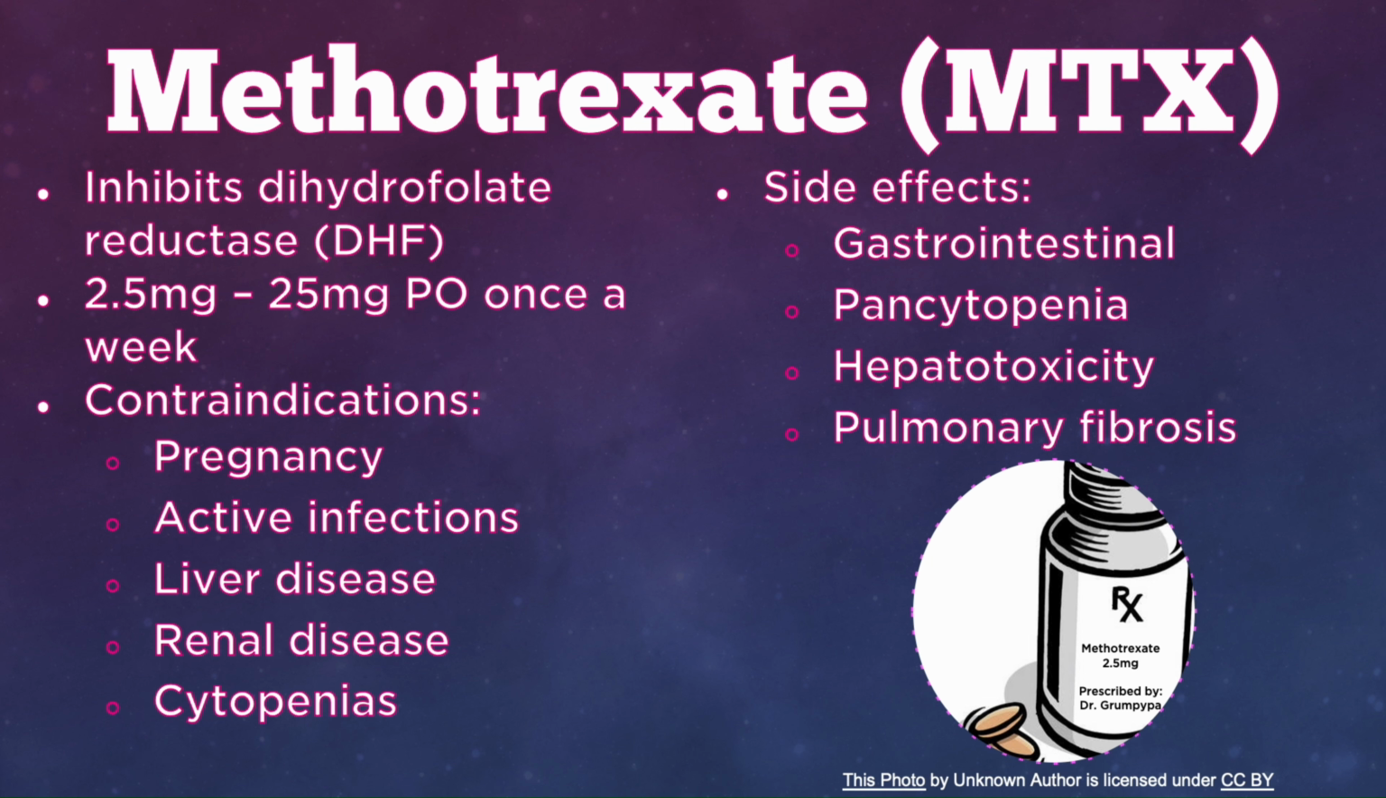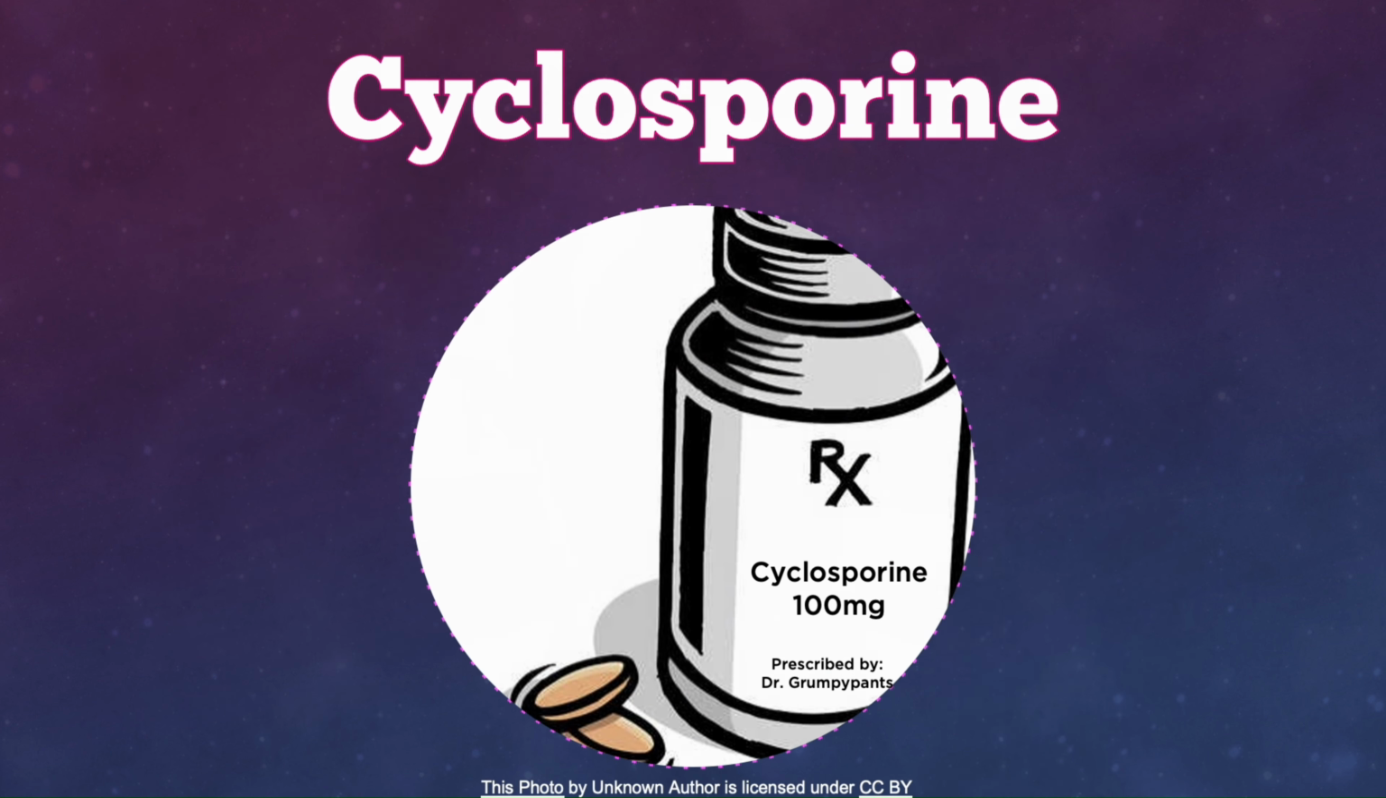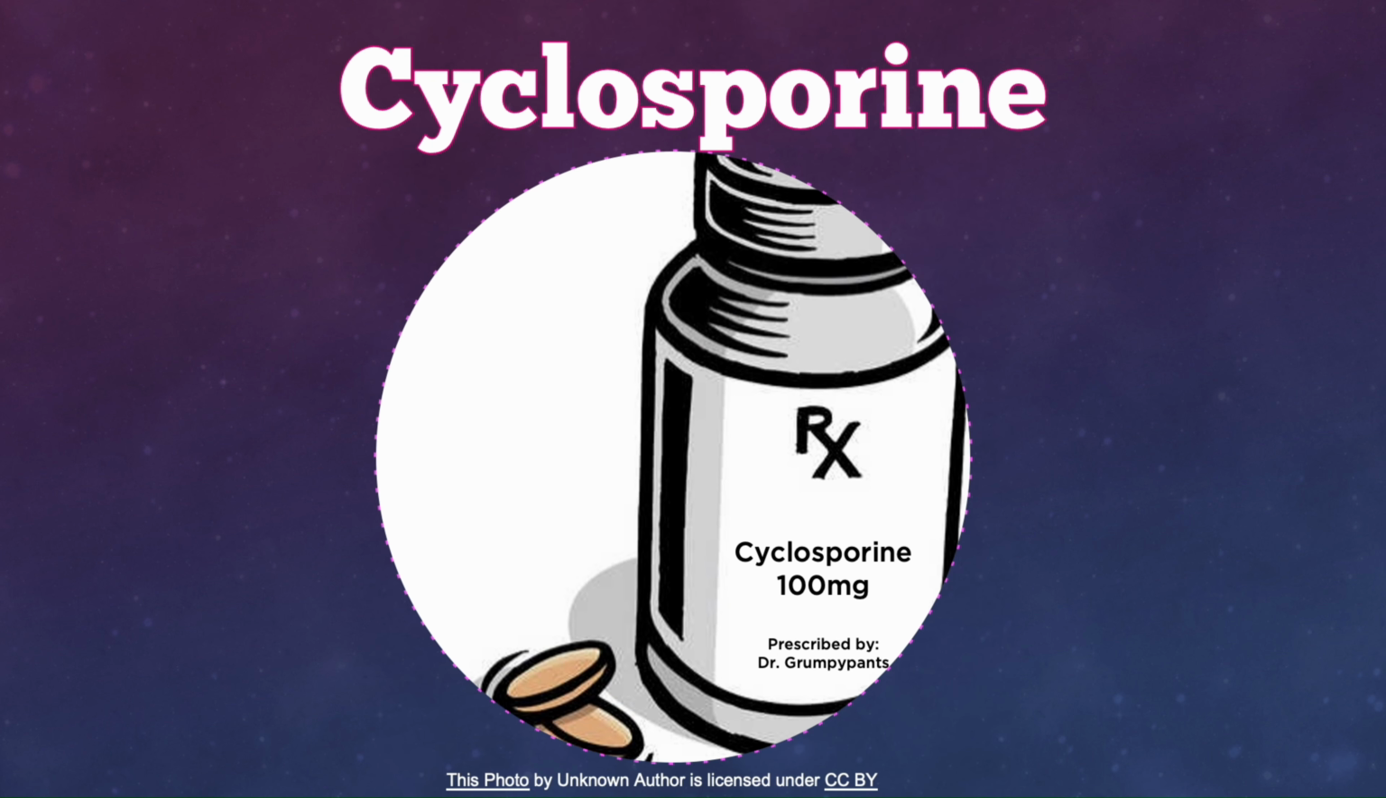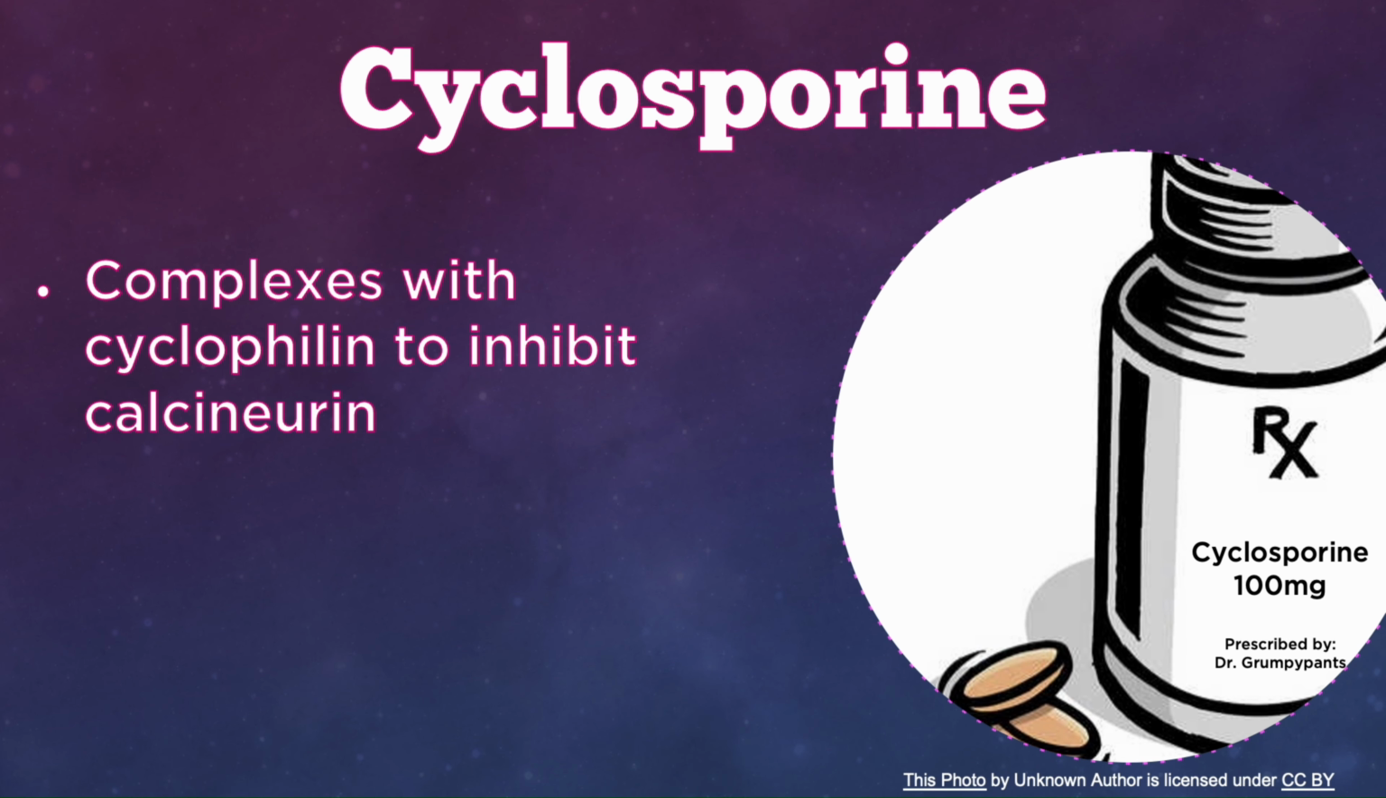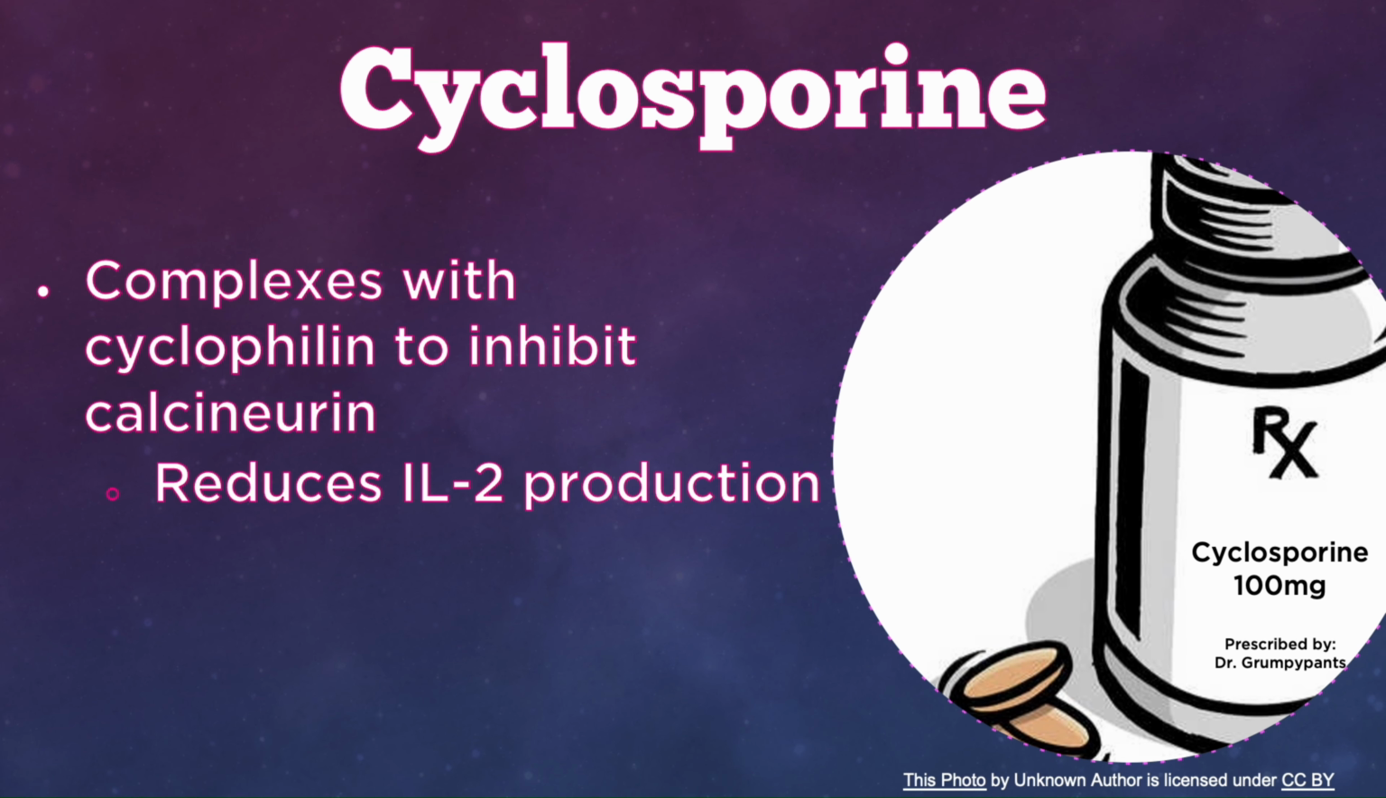Side effects for methotrexate commonly include GI issues, but watch out for serious ones like pancytopenia, hepatotoxicity, and rarely pulmonary fibrosis. Next, we have cyclosporine. And what is the mechanism of action of cyclosporine? And I don't want some simpleton answer such as it's an immunosuppressant. Cyclosporine works by complexing with cyclophilin to inhibit calcineurin and ultimately reduce IL-2 production.